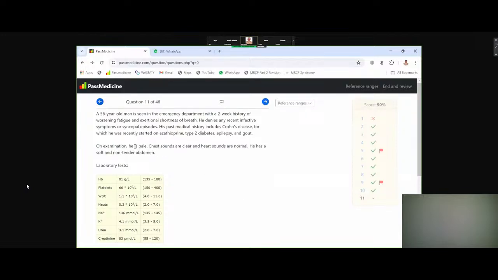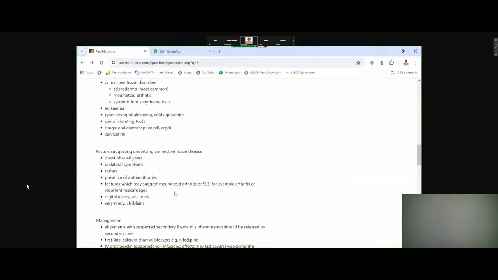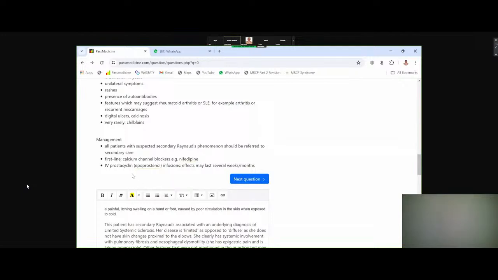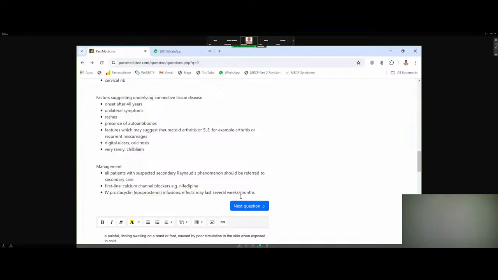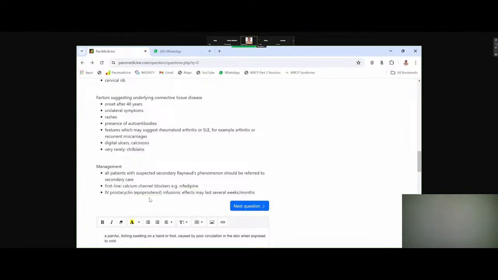Okay, secondary. What they have said here: all patients with secondary Raynaud's phenomena should be referred to secondary care. If there is secondary Raynaud's, with some underlying cause, you don't treat it in primary care. First line: calcium channel blockers, nifedipine, IV prostacyclin infusions, whose effects may last several weeks to months. If you give the infusion, it will last weeks to months. So, if there is a secondary cause of Raynaud's, you send the patient to secondary care.